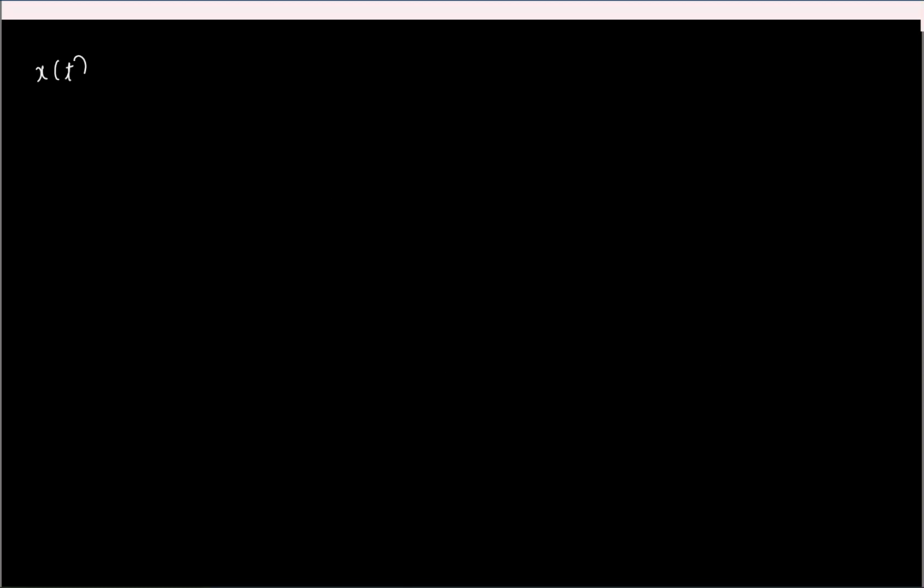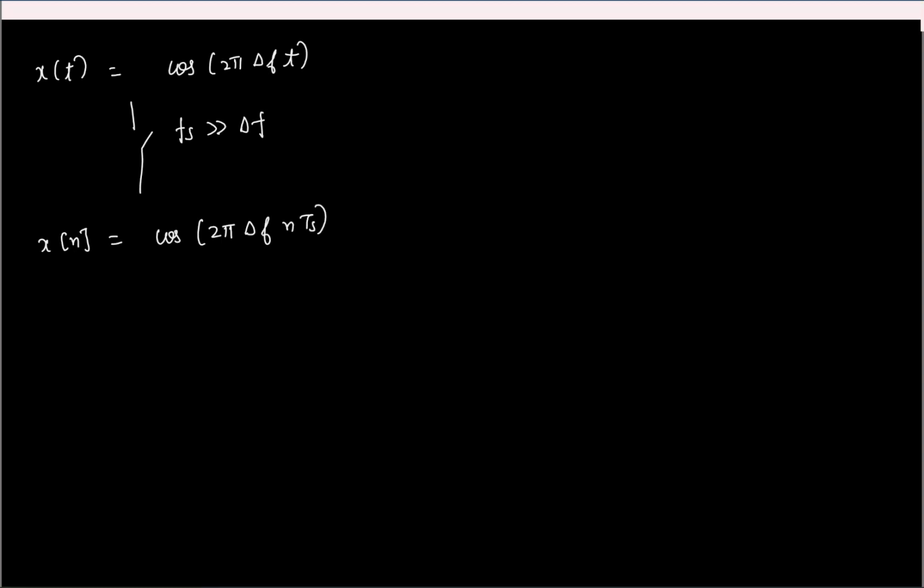So I'll take some signal x of t, which is say cos 2 pi delta f t. Let's say delta f is very small, and I'm sampling it at fs, which is much greater than delta f. What will be the discrete time sequence I get? Yeah, basically when I'm sampling it, I'm just replacing the time by nTs, that's all, right? So this is basically cos 2 pi delta f, I am taking the values at nTs and I'll just write it as n by fs.